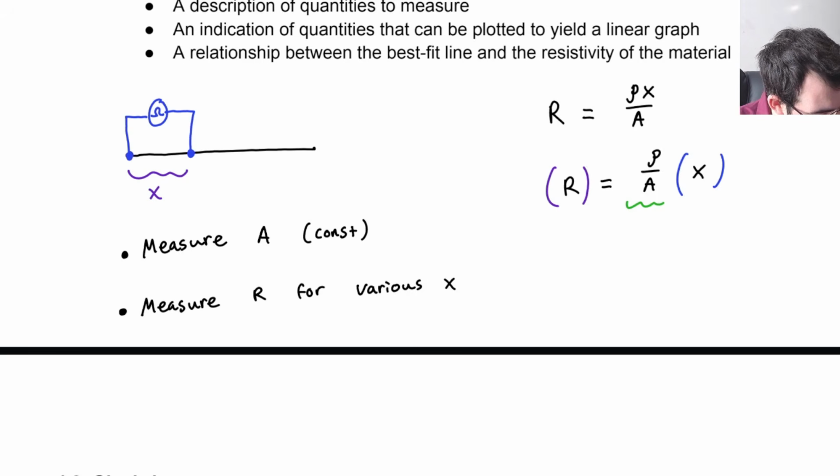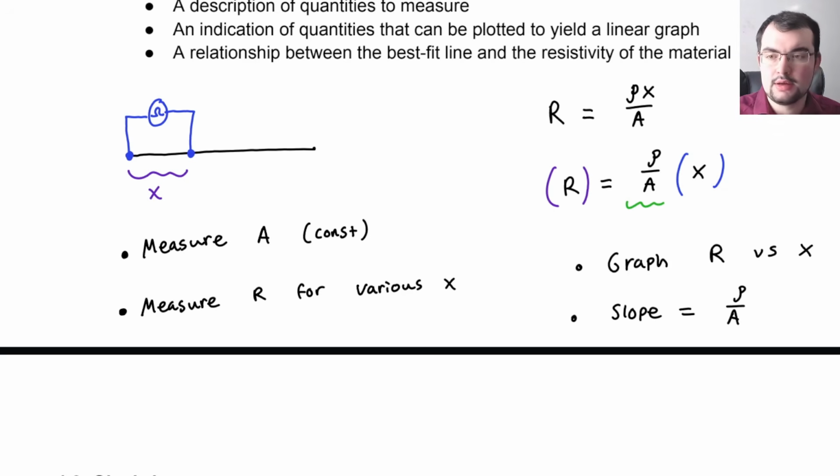So we can say graph R versus X, and the slope will be equal to resistivity over area. Now I know there's some slope purists out there. I might agree with you that I actually might want to graph resistance versus X over area. So the slope is just my answer of the resistivity. If you do that, great.